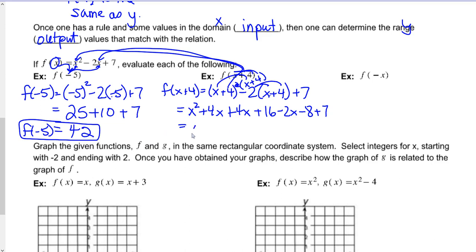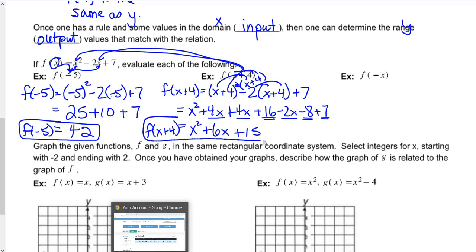So this is the only x squared I have, so I'm going to rewrite that. Here are all my x terms that I need to put together. So 4 plus 4 is 8, minus 2 gives me a plus 6x. And then plus 16 minus 8 plus 7. So 16 minus 8 is 8, plus 7 gives me a 15. Therefore, f of x plus 4 is equal to x squared plus 6x plus 15. And that would be your final answer.